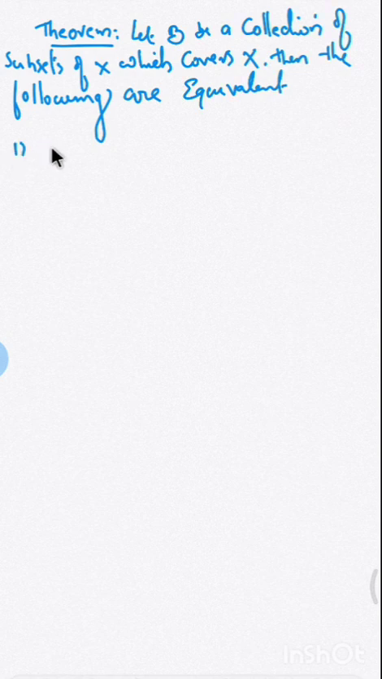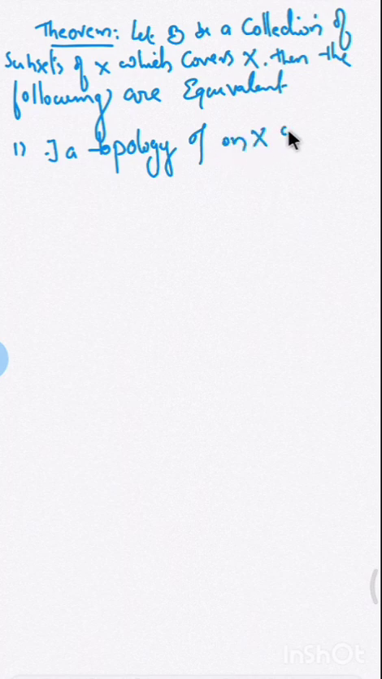The first statement says that, since X is a set, we can get a topology. There exists a topology tau on X with script B as base.